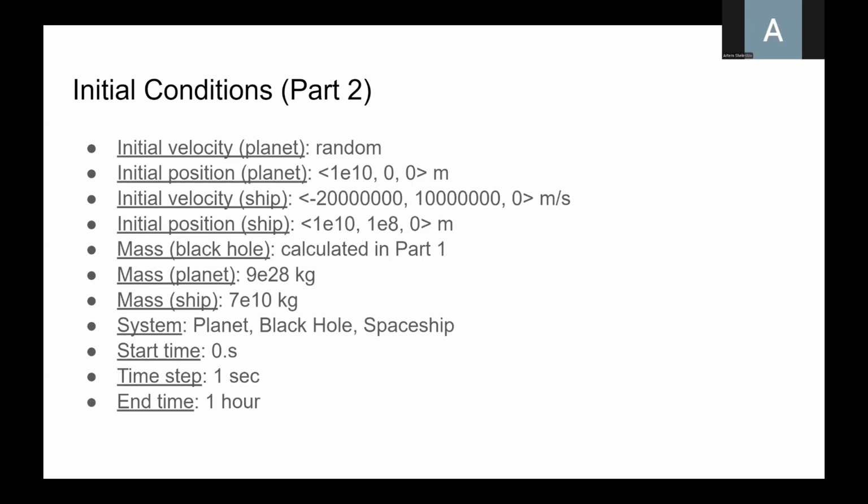For part 2, the initial velocity of the planet was still random based on the black hole. The initial position was 1 times 10 to the 10th, and the initial velocity of the ship I found is negative 2 times 10 to the 7th and 1 times 10 to the 7th, 0 meters per second. The position is just the position of the planet, but 1 times 10 to the 8th in the positive y direction. The mass of the black hole was calculated in part 1. The mass of the planet is 9 times 10 to the 28th kilograms, and the mass of the ship is 7 times 10 to the 10th kilograms.